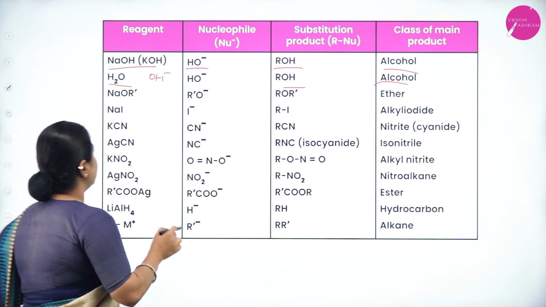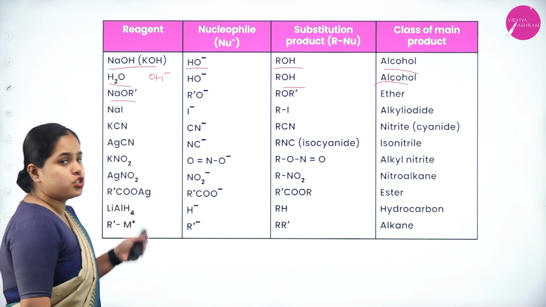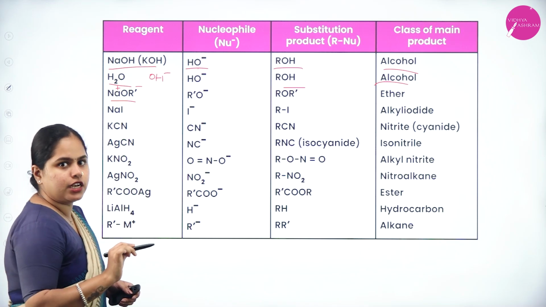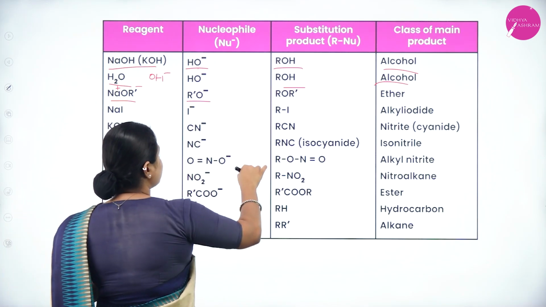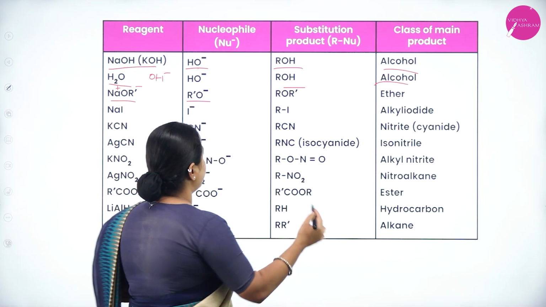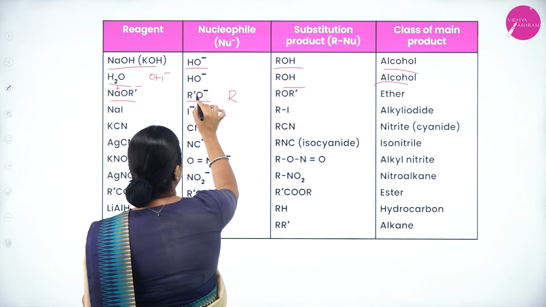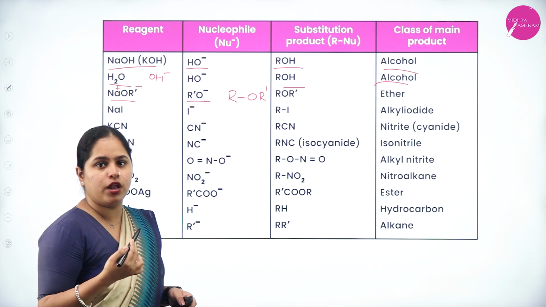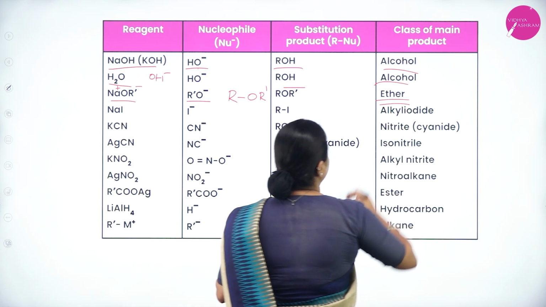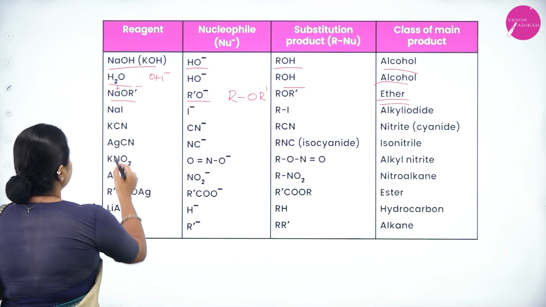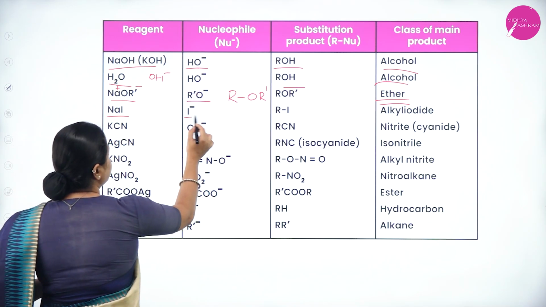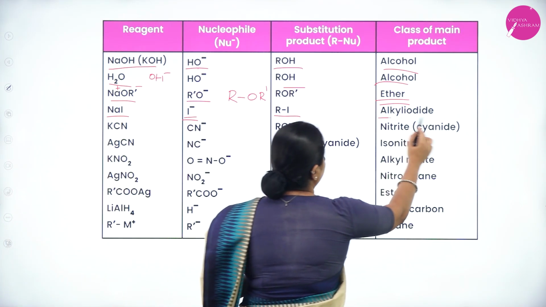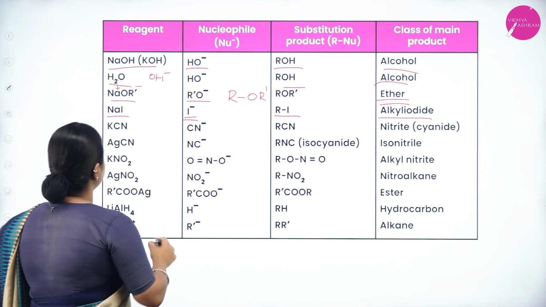The next one is NaOR'. Here Na plus is the positive part, and OR' minus is the negative part, that is your nucleophile. This will get attached to the alkyl group, so you will get ROR'. What is this general formula for? It is for an ether, right? It is not an ester, it is an ether. Next one, sodium iodide, where the nucleophile is I minus. So you will get an alkyl iodide. Now the next one is KCN.